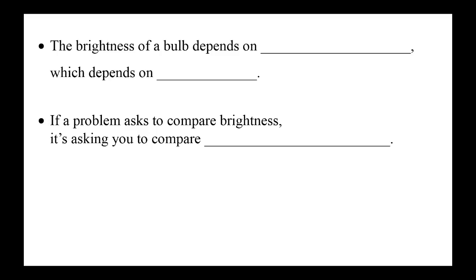Now, brightness is something you might see in a question. But if you have a bulb with a particular brightness, brightness just depends on the intensity of the light. And we know from last unit, light intensity depends on the power. So if a problem asks you to compare brightness for two different bulbs, it's asking you to compare the power that they consume. That's going to help us when solving problems.